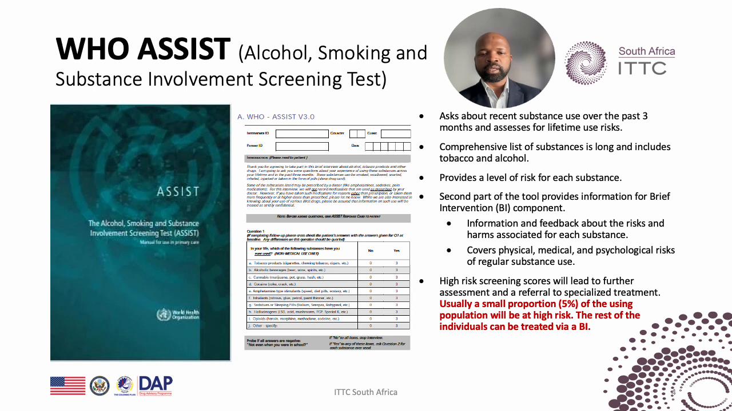Worth noting is that only 1 in 20 folks will screen at a level of risk that is high enough to warrant referral for onward assessment and specialized treatment. So what this means is that by and large, you'll be able to be providing an intervention and assistance for folks who might be at lower levels of risk before they progress to higher levels of risk that require specialized treatment.